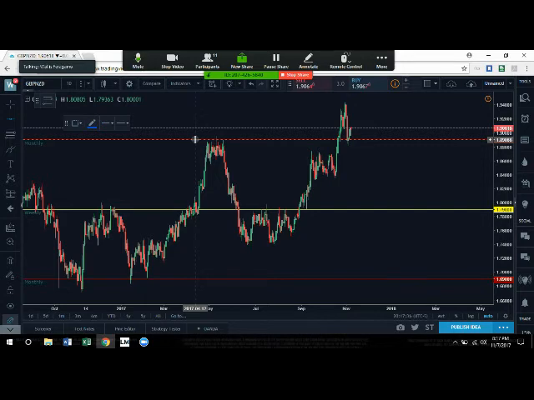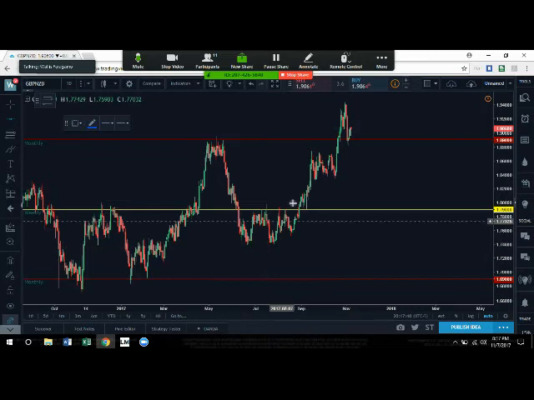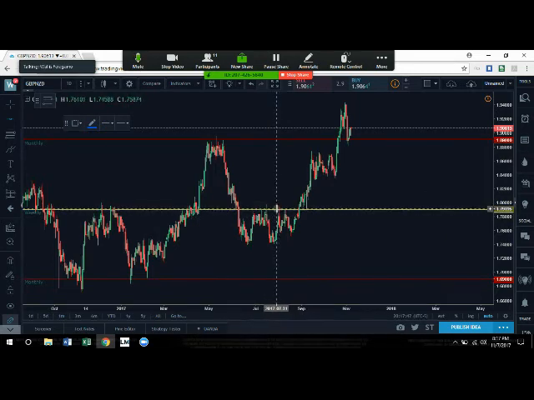Let's see. So starting from this low now all the way to this high, what I'm looking for is the same thing. If there's a line already there, I'm not going to put another line. I'm just going to let it be.